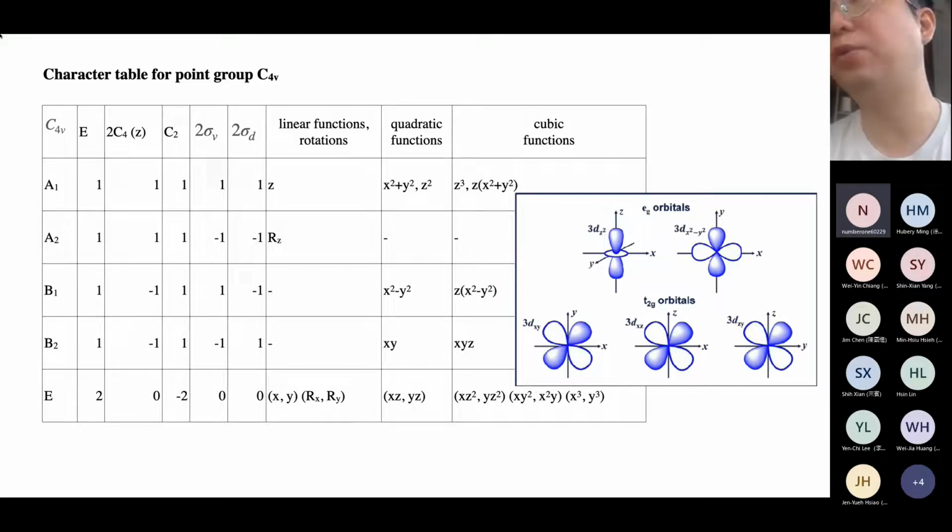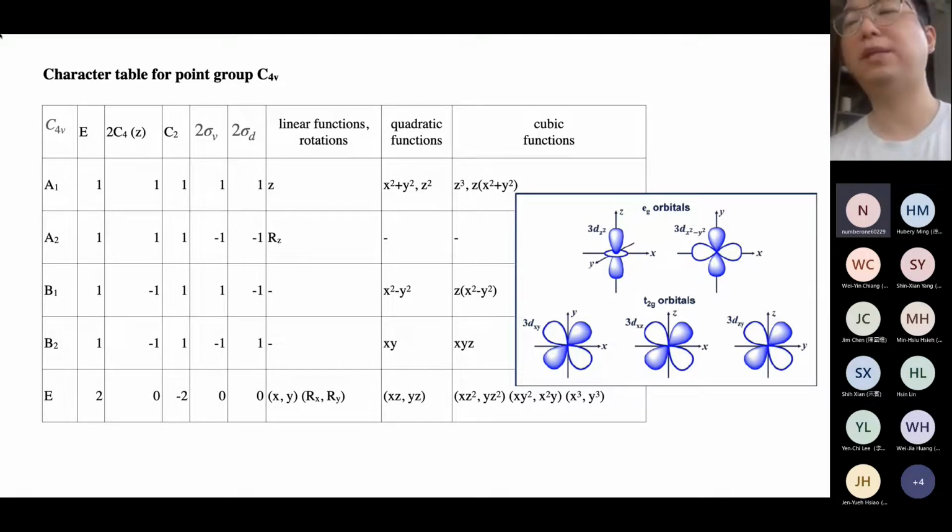And then same thing for xy. You can do all these transformations again, and you find that it behaves in a similar way to x squared minus y squared, except that reflection is a bit different. And then the E group is PX, PY, which is a two-dimensional representation. Of course, PX becomes PY, and PY becomes minus PX under rotation, and all these can be represented by matrices.